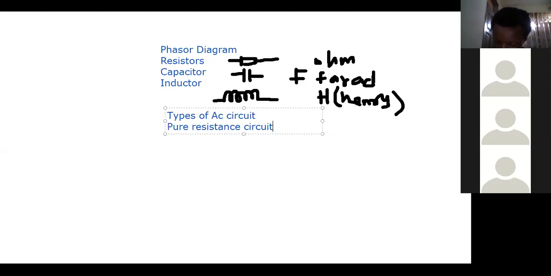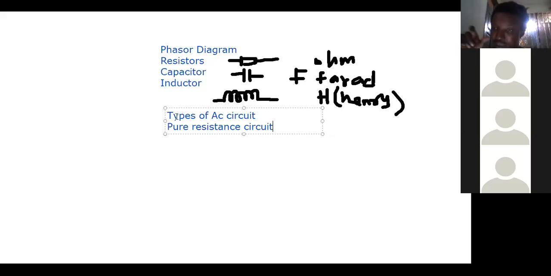So we are trying to say that in the resistor circuit, the voltage and the current rise and fall together. They are said to be in phase, and hence there is no phase difference between them. That means they are all in the same phase, or in other words, in the same plane.